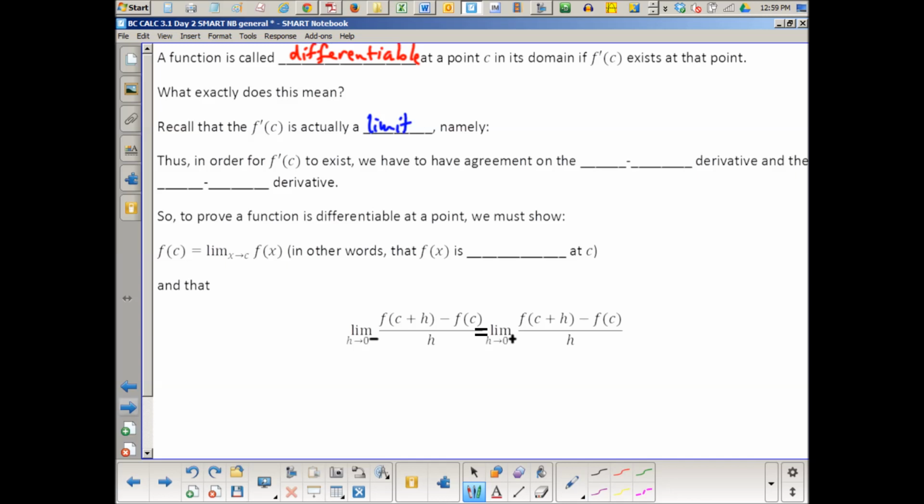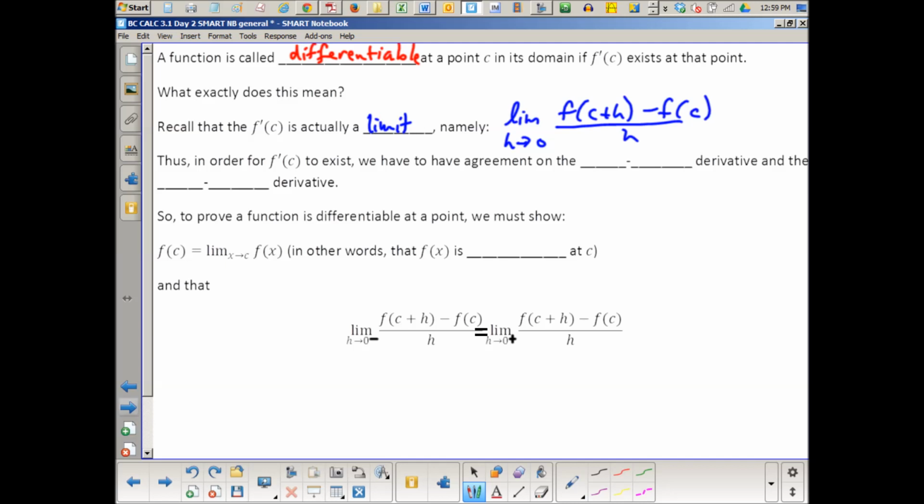Recall, f prime of c is actually a limit. Namely, it is this limit. It's the limit as h goes to 0 of f of c plus h minus f of c all over h. So why am I making such a big deal of this? It's because when we say a derivative doesn't exist, what we're saying is that there is a limit that's DNE, see? A derivative is a limit. And in order for a limit to exist, one case of which would be a derivative to exist, we have to agree on the left and right limits.